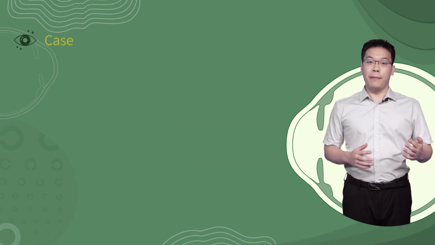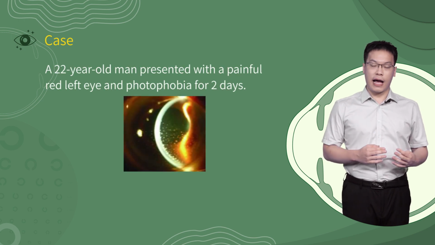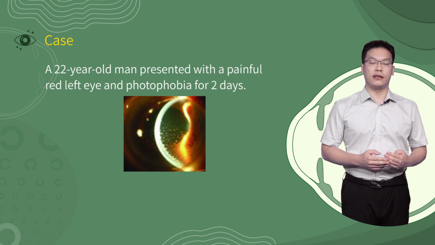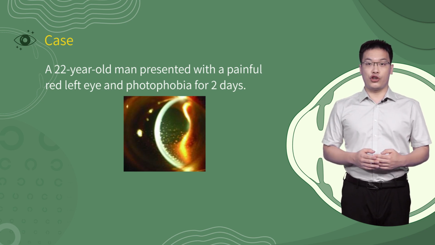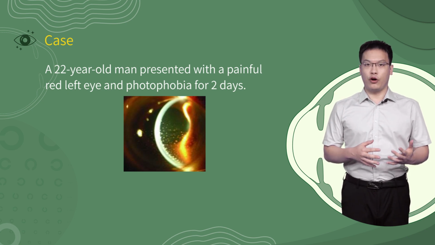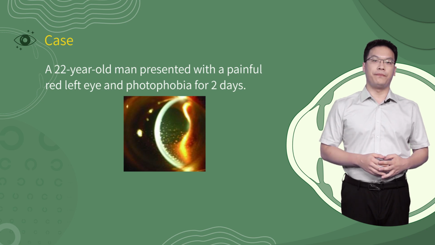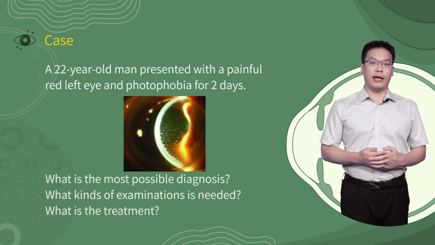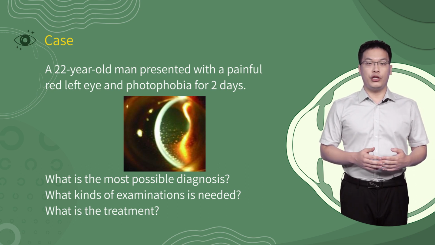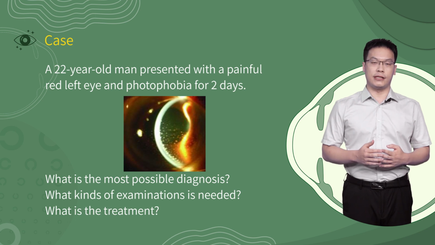Before class, I would like to share with you a case that I experienced days ago. A young man came to our eye clinic for red eye, photophobia, and blurred vision in his left eye for 2 days. Slit lamp examination showed precipitates on the endothelial side of the cornea and floating objects in the anterior chamber. What has happened to his eye and how to manage it? I hope that after this course, you can perfectly answer all these questions. Now let's begin our class.